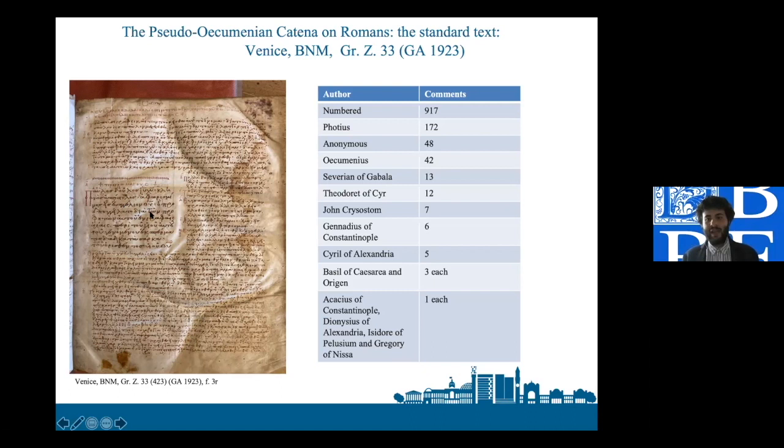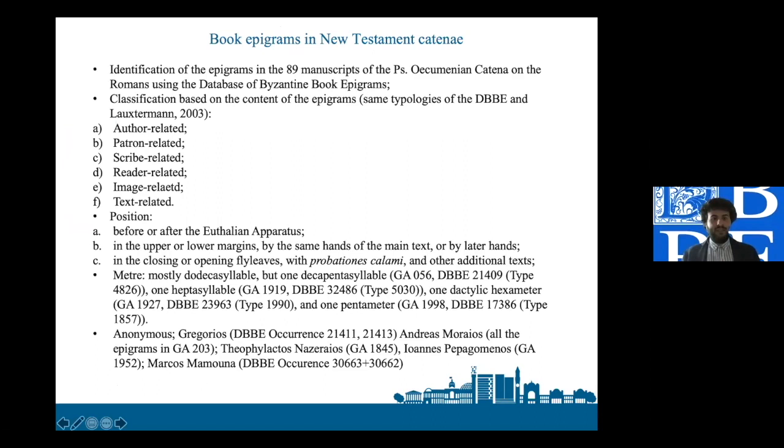So the second part of my presentation will offer an overview of the book epigrams in the 89 manuscripts of the Pseudo-Oecumenian Catena on the Romans. These epigrams have been identified thanks to the database, and this classification is based basically on the content of the epigrams, using the same typologies that I found in the DBBE and in Lauxtermann as well. In doing so, I also considered the position of the epigrams in the manuscripts considered for this presentation.